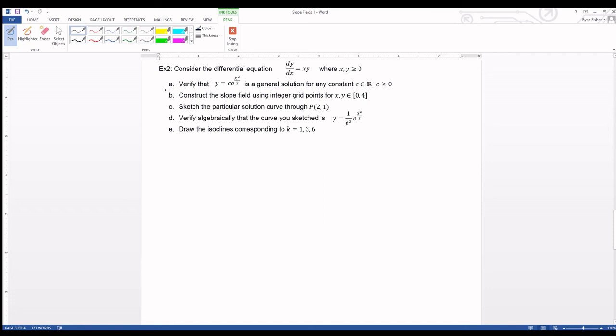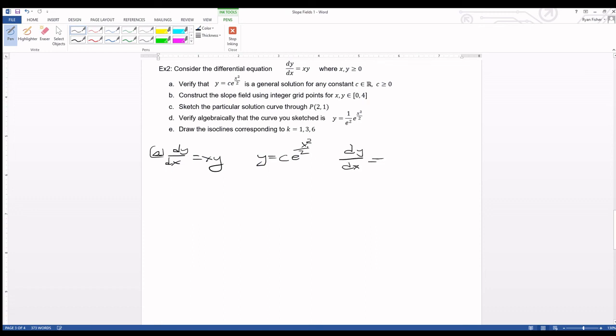Okay, so just like in the previous example, we're going to verify that we've got a proposed solution. I want to verify that this actually solves this differential equation. So again, we want to show that this function of y in terms of x actually solves this differential equation. I know y is some constant times e to the x squared over 2. And just like before, I can take the derivative of both sides, and I'll have a dy/dx on one side.